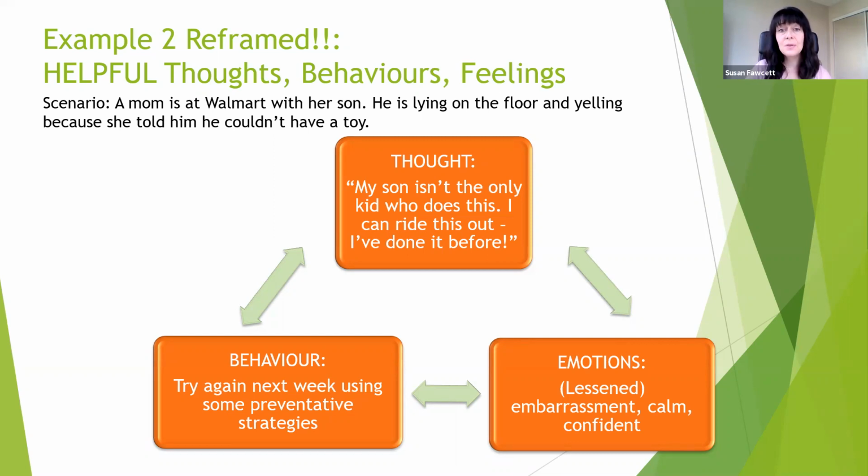So then, instead of avoiding the Walmart next time completely, she's going to try again next week, including some preventative strategies for problem behavior. So this mom is going to do a much better job, and she's not going to be avoiding a difficult situation because of thoughts and feelings she's having about it.